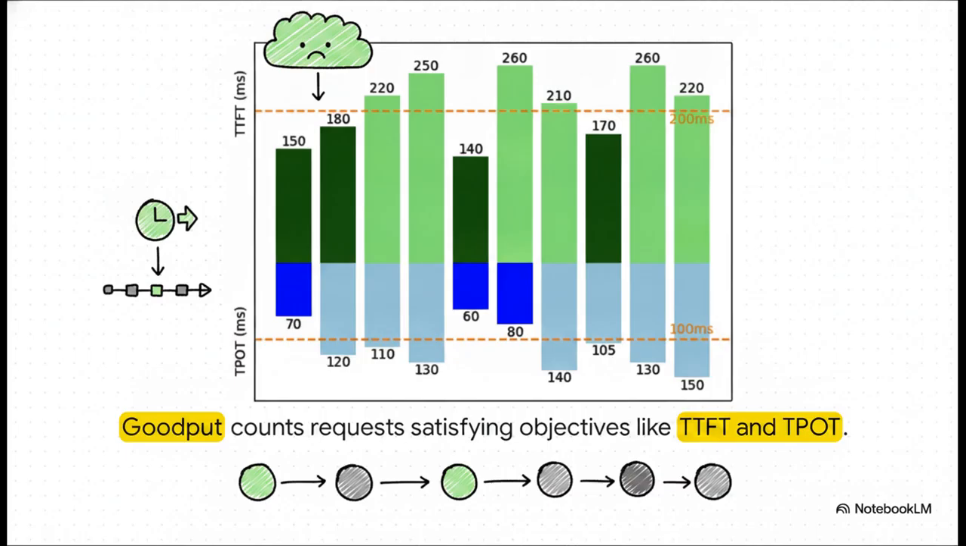I'm talking specifically about TTFT, which is time to first token, and TPOT, time per output token. Processing massive volumes simply doesn't matter if it just results in a laggy, frustrating user experience.